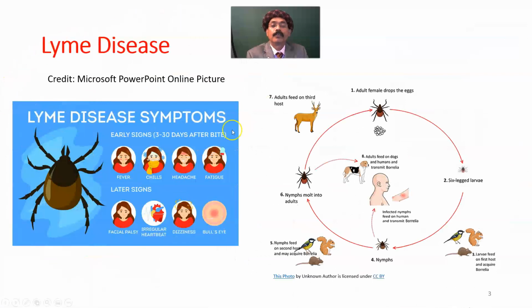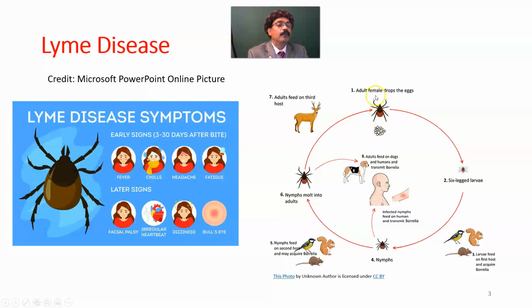This is an image I have taken from Microsoft PowerPoint, Creative Commons. In the early stage you get fever, chills, headache, and fatigue. Then you get the bull's eye appearance. There may be some neurological problems, irregular heartbeat, and facial palsy. This is the tick, the deer tick with black legs.